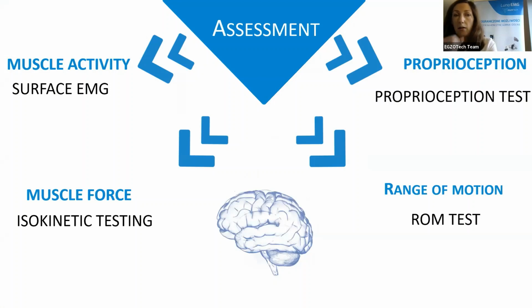We can assess the muscle activity, because we have the very, very sensitive surface EMG. We can assess the muscle force by the specially designed isokinetic testing. We can also diagnose the proprioception by using the proprioception test. And we can also assess the range of motion by using the range of motion passive and active mode.